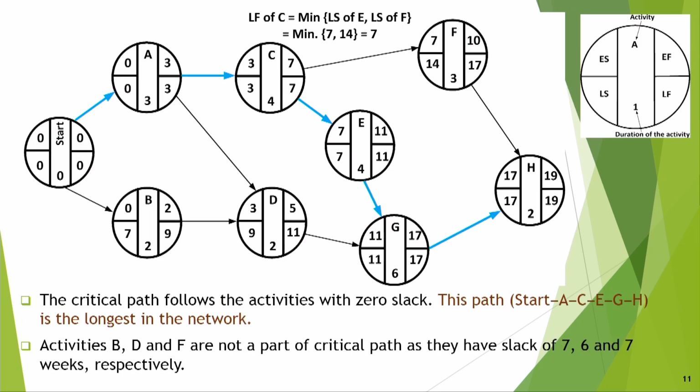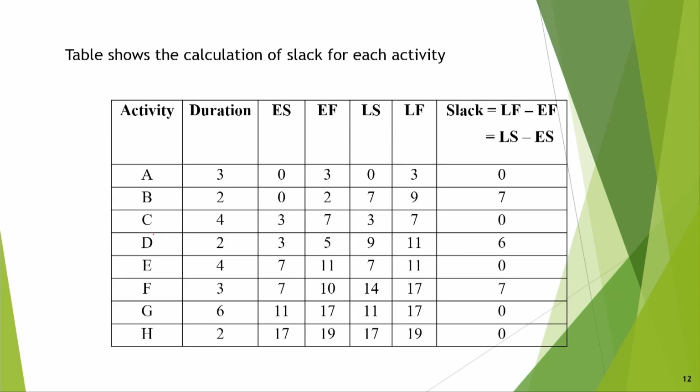So the critical path follows the activities with zero slack. Okay. So activities with zero slack have to be paid attention to. Therefore, you make the path, this path A, C, E, G, H is the longest in the network. Activities B, D, F are not part of the critical path as they have slack of 7, 6 and 7. So here there is slack of 7, you see 10 minus 3, and there is slack of 6, that is float of 6 you can say, and this is 9 minus 2, that means 7. Okay.